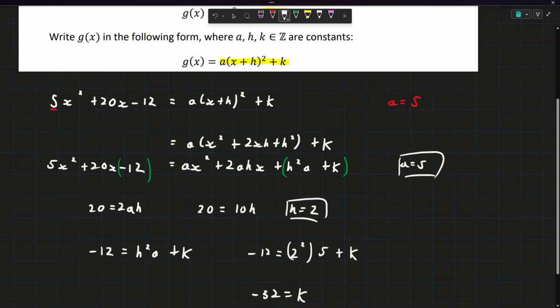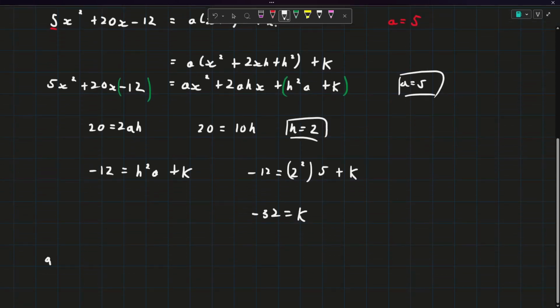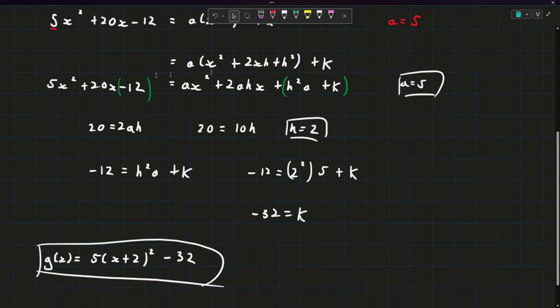And that's it. So we can write g of x in that following form. So we can say g of x equals a, which is 5, times x plus h, which is x plus 2, squared. And then we have plus k, and k is minus 32, so we're just going to have minus 32. And that is our answer.